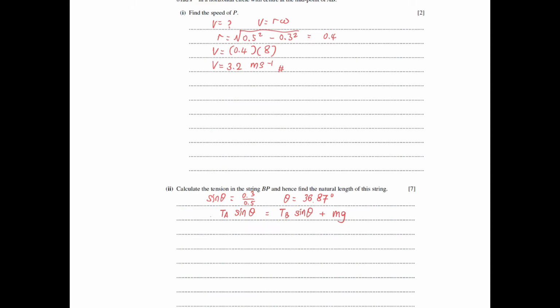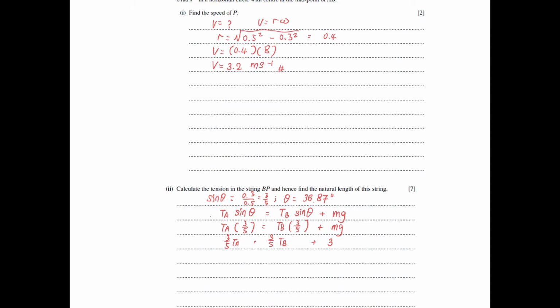I don't care about the theta, I just simplify: sine theta is actually 3 over 5. So I have 3 over 5 TA equal to 3 over 5 TB plus mg, and mg is 3, as we counted just now.